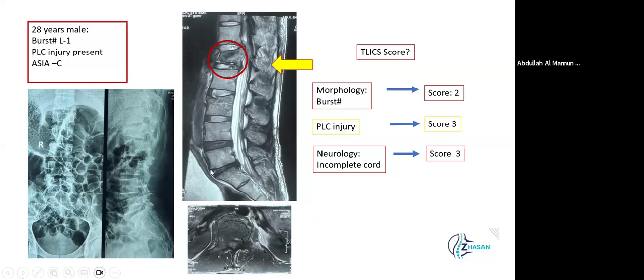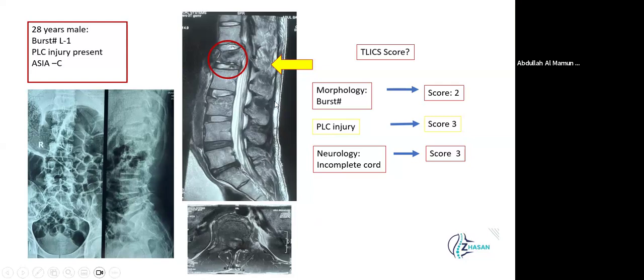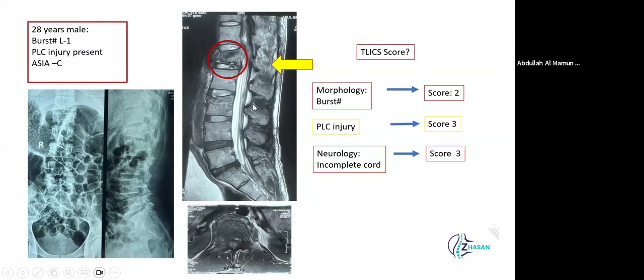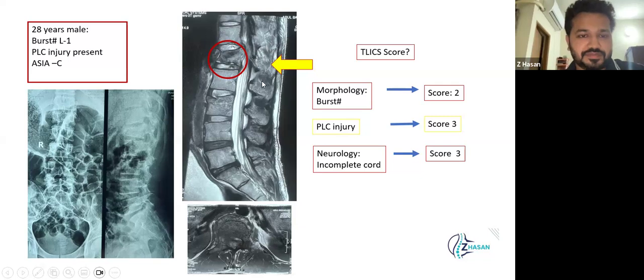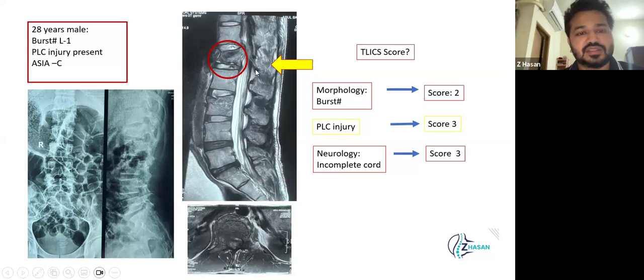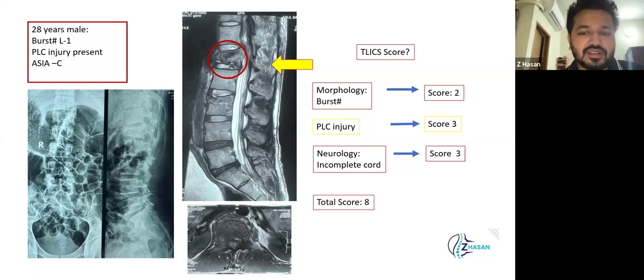Jia, can you see my cursor? Yes, we can see. This black line is the supraspinous ligament. This one is intact. The black shadow here is the interspinous ligament, and you can clearly see the interspinous ligament is ruptured, along with the ligamentum flavum. Is it understandable? Okay. So in total, the PLC score is 3. And neurologically, this is an incomplete cord injury, so the score is 3. So the total score is 8.